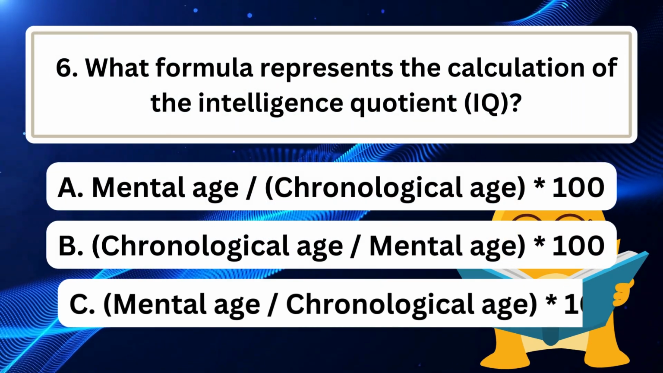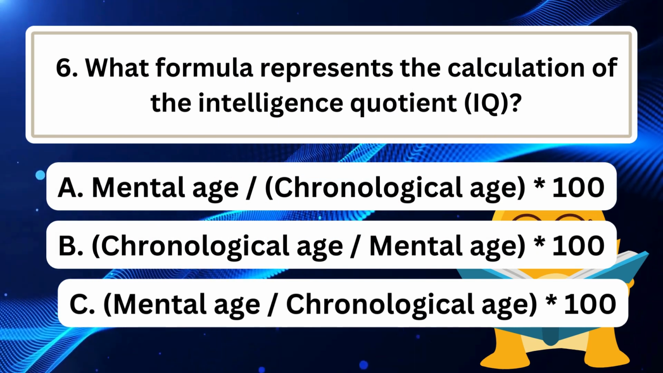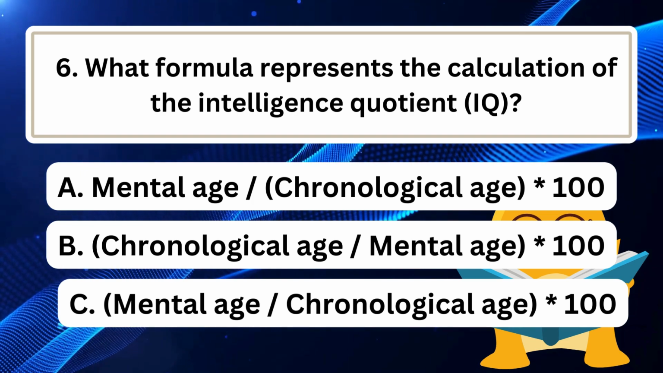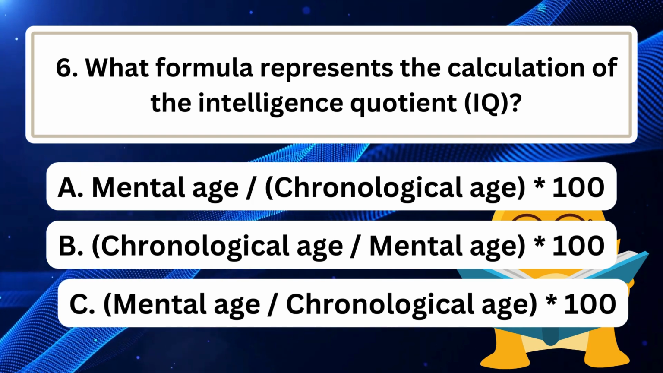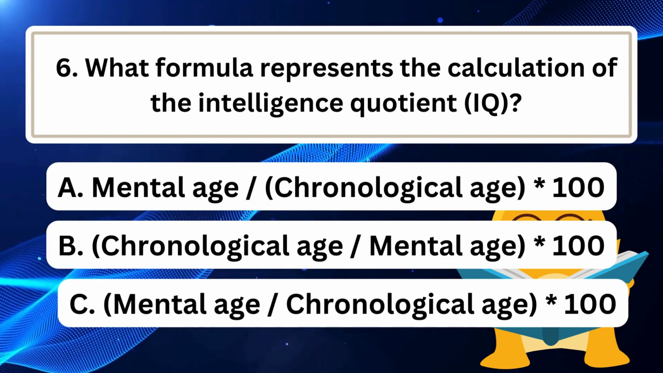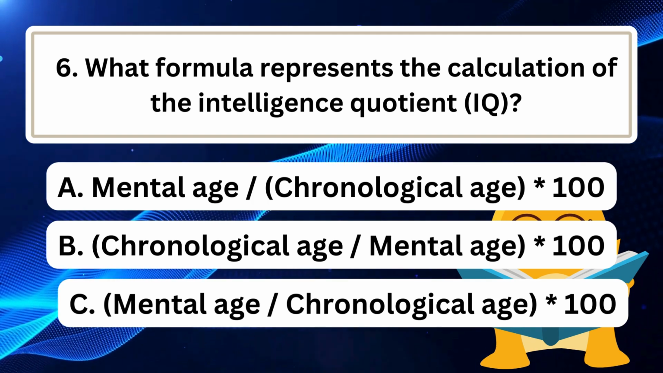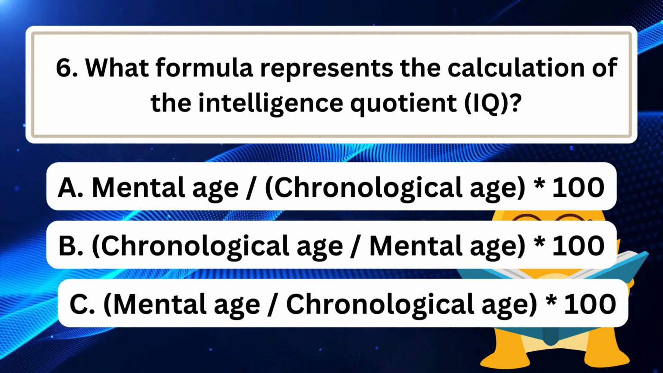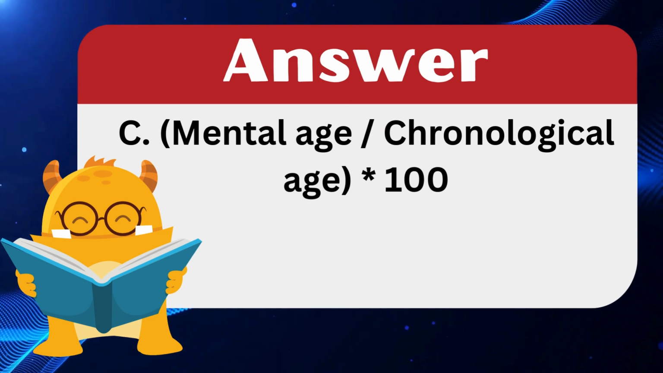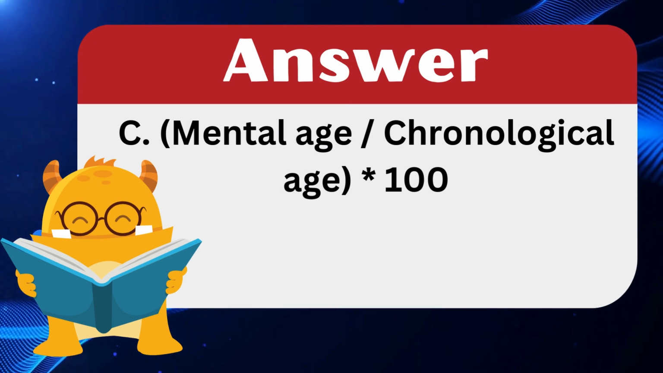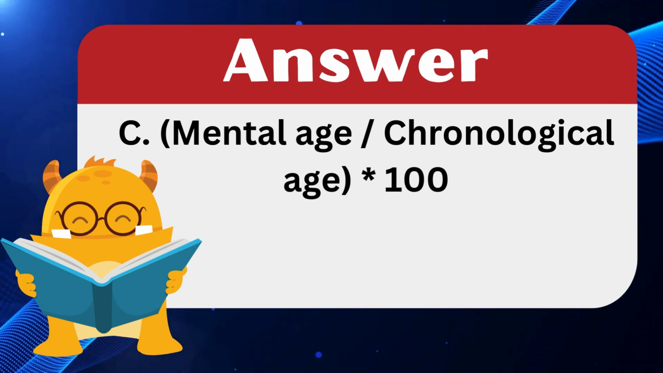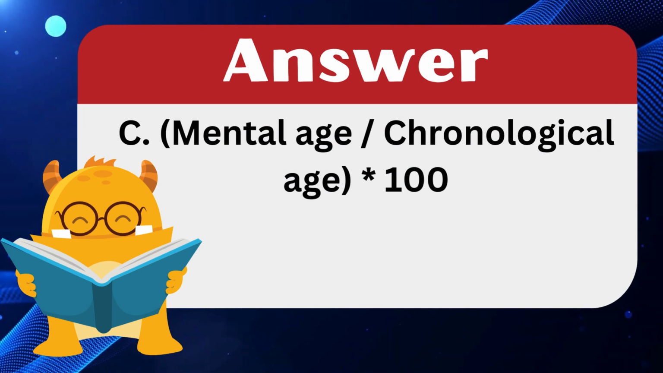6. What formula represents the calculation of the intelligence quotient, IQ? C. IQ is determined by mental age and chronological age, indicating how one's mental age compares to their chronological age.